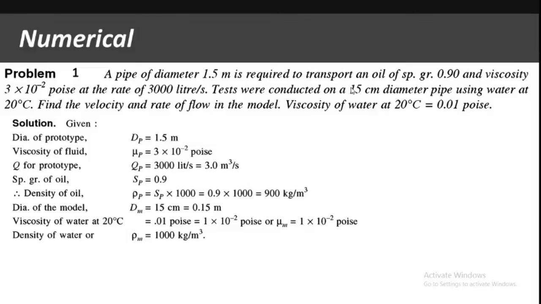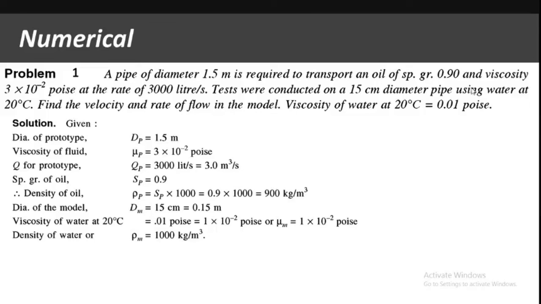So ये 15 centimeter क्या हुआ? मॉडल हो गया. ये 1.5 मीटर बड़ा है ना, तो ये प्रोटोटाइप हो गया. ये 15 centimeter छोटा है. So it is model. So model का कितना है? Diameter 15 centimeter, so 0.15 meter. Yeah, again density हमें directly नहीं दी है, हमें specific gravity दी है. So density हम निकालेंगे specific gravity into 1000, so 900 prototype का हो गया.